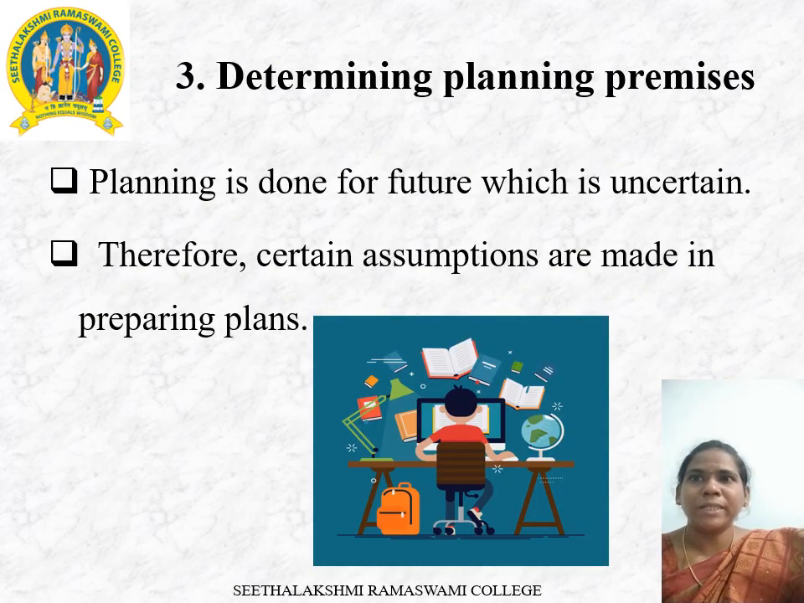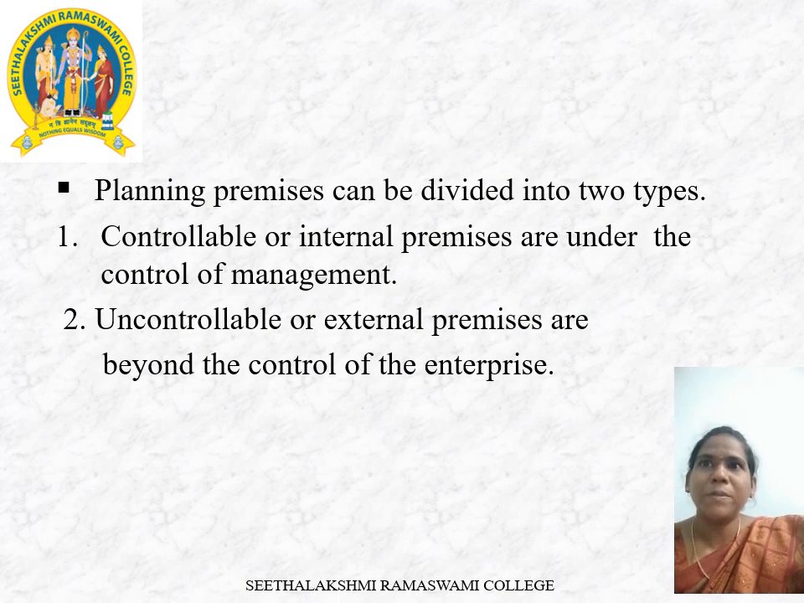Third step, determining planning premises. Planning is done for the future, which is uncertain. Therefore, certain assumptions are made in preparing plans. Thus, the assumptions, or conditions underlying the planning, should be clearly defined, through thorough scientific forecasting of future events. Planning premises can be divided into 2 types. First one, controllable or internal premises. Second one, uncontrollable or external premises.